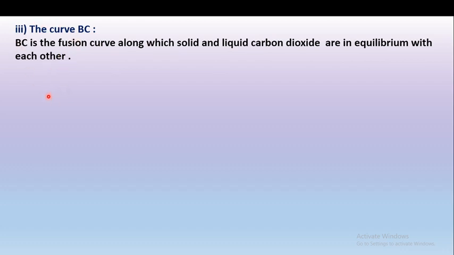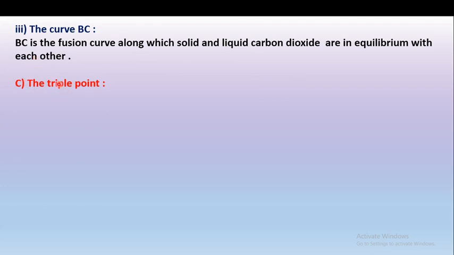So these are the three curves. The first curve is a sublimation curve in which solid carbon dioxide and gas carbon dioxide are in equilibrium with each other. Next is the vaporization curve in which liquid carbon dioxide and gaseous carbon dioxide are in equilibrium with each other, and the last one, the curve BC, is called a fusion curve in which solid carbon dioxide and liquid carbon dioxide are in equilibrium with each other.